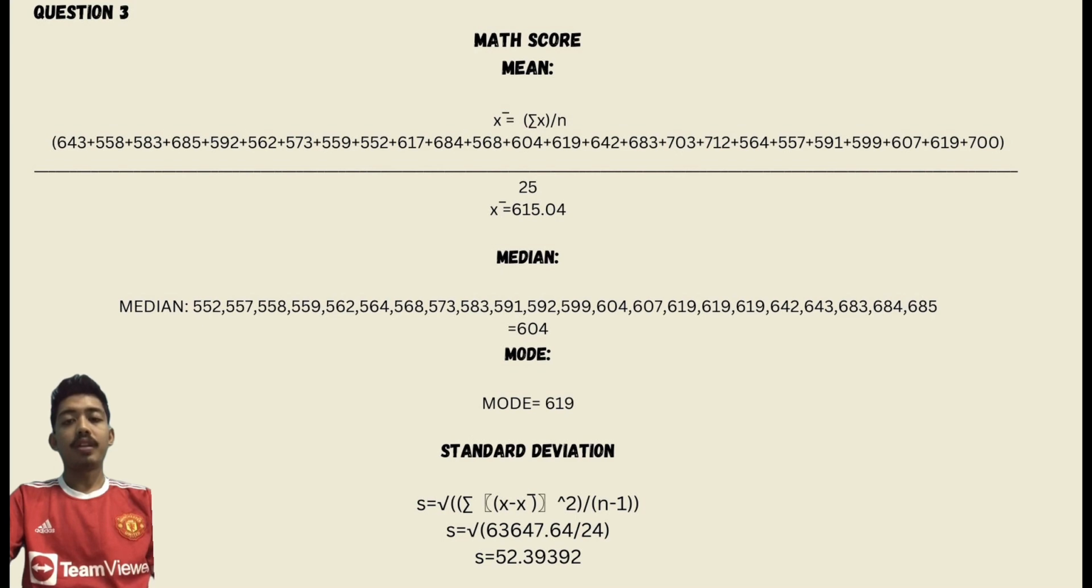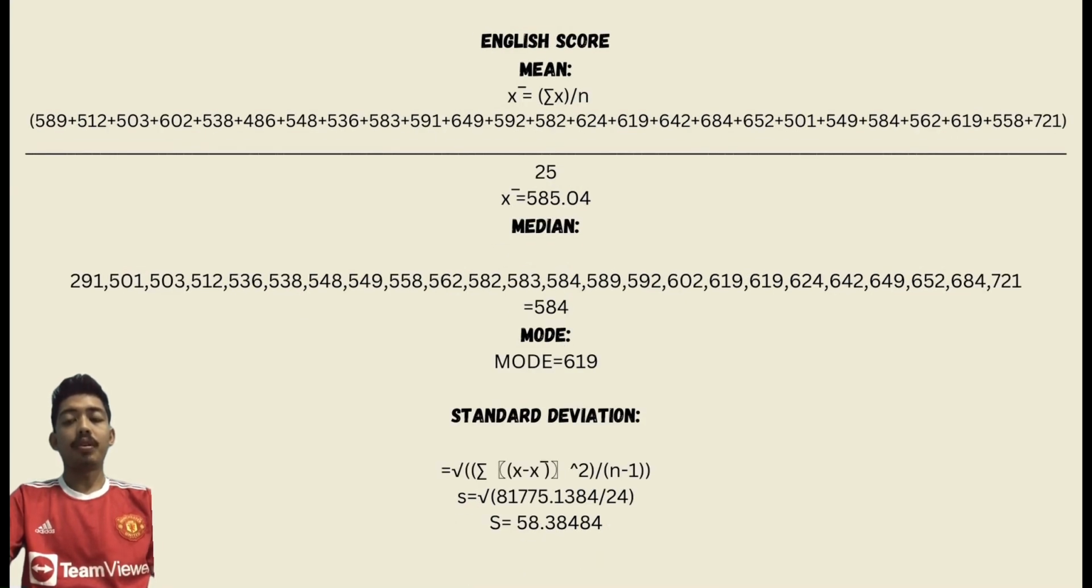For the standard deviation, I have shown on this slide how to calculate it. So the answer is 52.39392. Next, for the English SAT score, the mean uses the same steps. We need to divide it by 25. So the answer is 585.04.